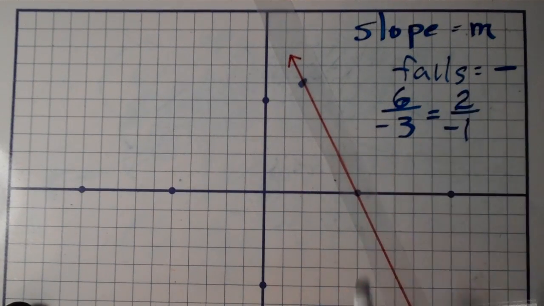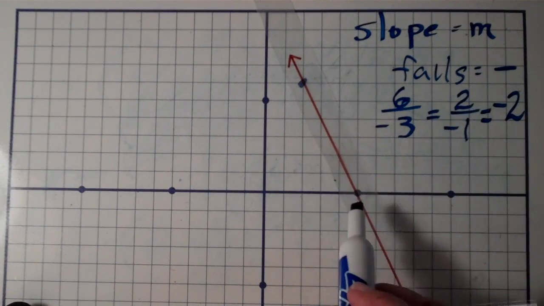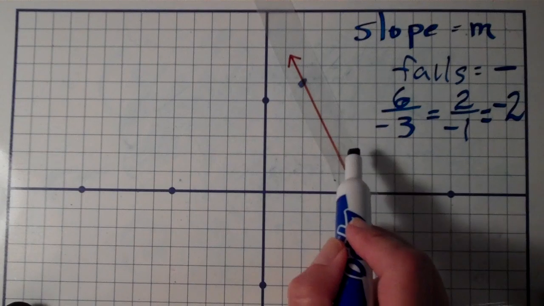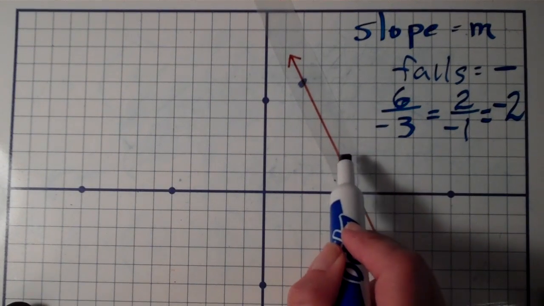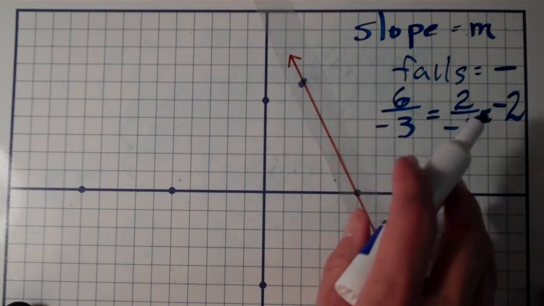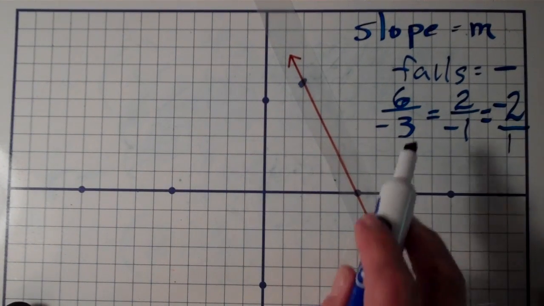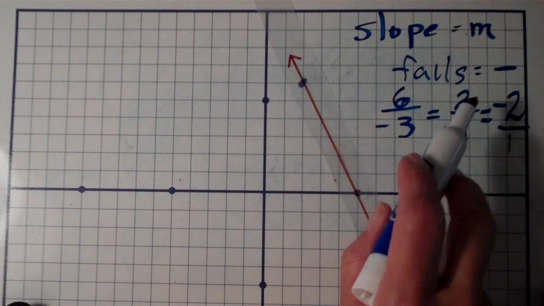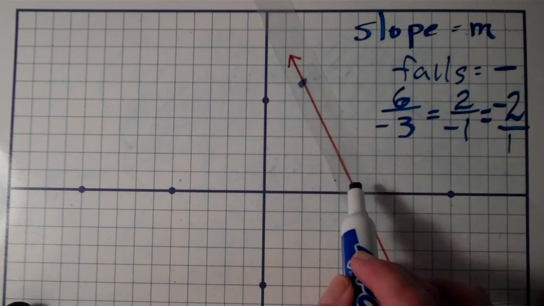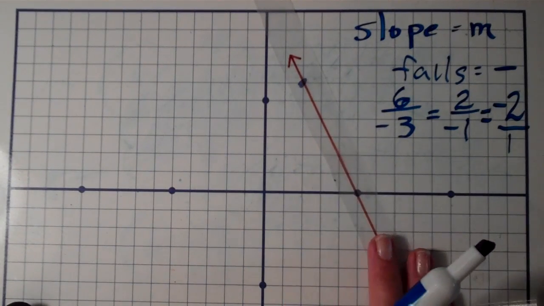Now you may see this slope written as negative 2, and just think of it this way, 2 over negative 1, because the rise is positive. We're going positive 2, but the run is in the negative direction, negative 1 place. So that has a slope of negative 2. When you see a whole number, just put a 1 under it. 2 over negative 1 is the same thing as negative 2 over 1. That's a negative slope.